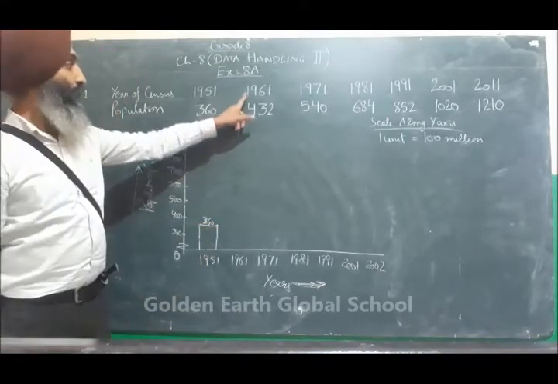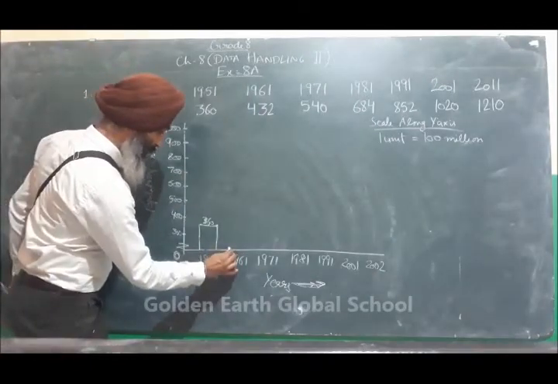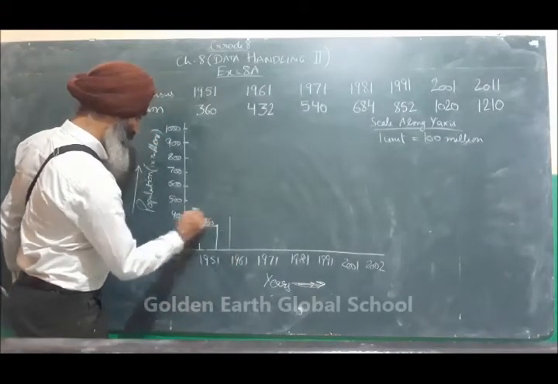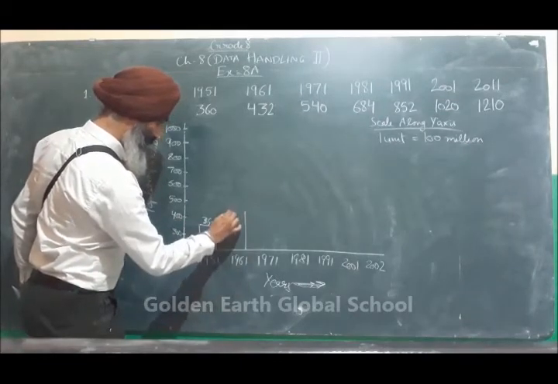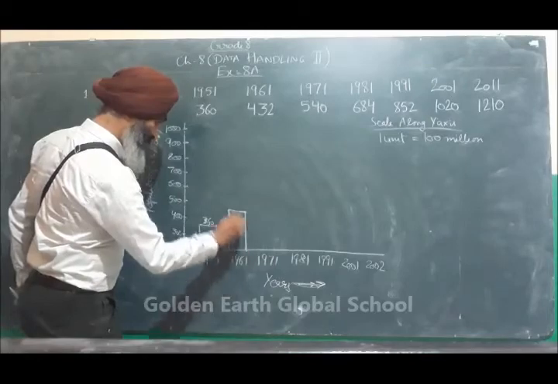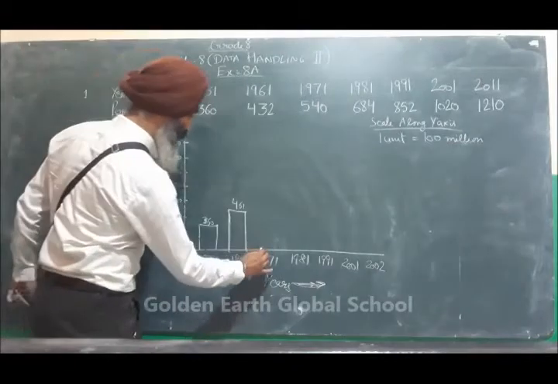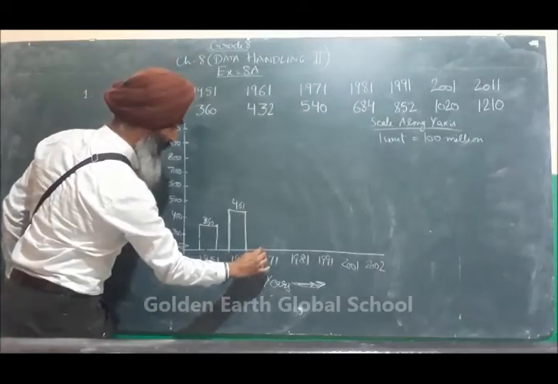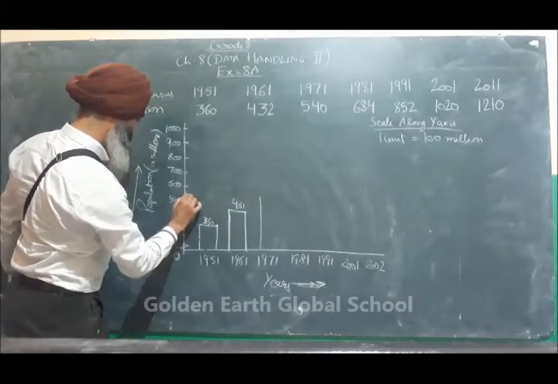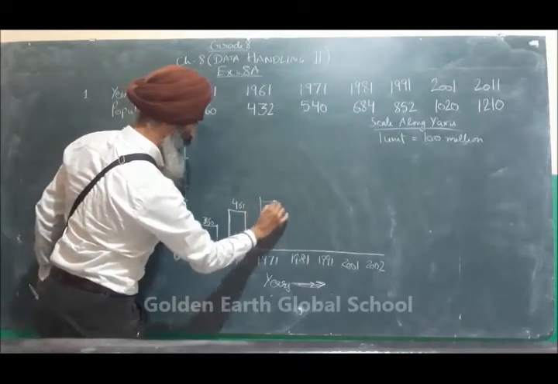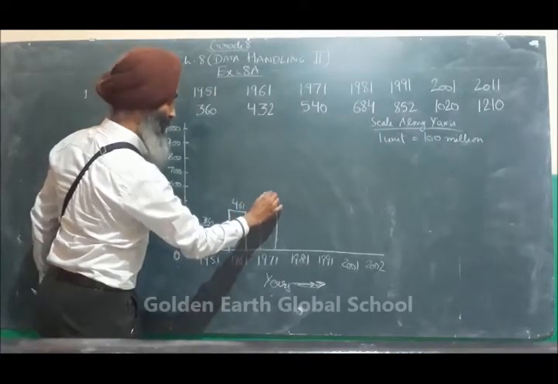Now next one is 1961. The population is 432 million. So in 1961, put another bar of 432. It is near about this. Now make a bar of 432. Okay, understood? Similarly, make another bar of 549 on 1971. So 549 will come near about 550, below 550. Okay, near about this. So this represents 549.